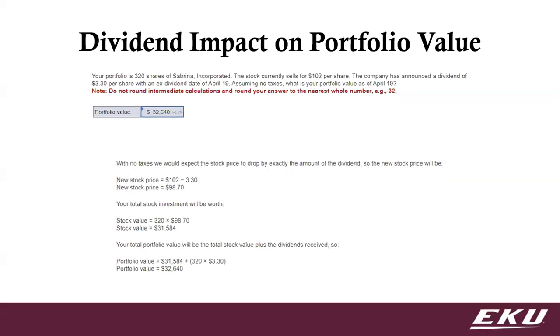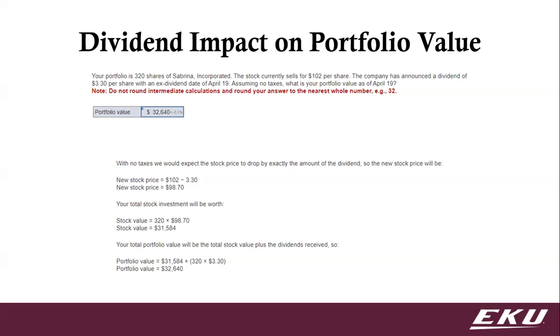It's a similar problem, number of shares, they give us the price, they tell us what the dividend will be, when the date will be, assuming no taxes, what is this impact? So again, we'll just take the share price before the ex-dividend date and then subtract the dividend, and that'll give us our new share price. And then based on that, we can then determine what the new stock value is.